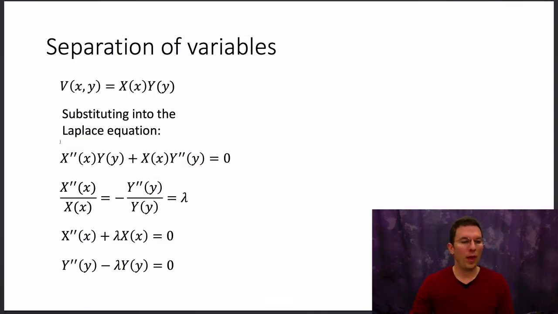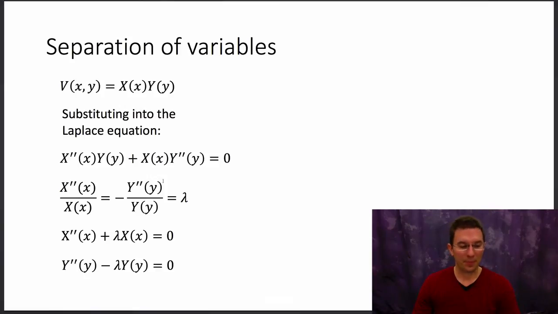Well, when you do that, you get 2 ordinary derivatives with respect to x on this term, times y of y, plus 2 ordinary derivatives with respect to y times x of x. And we can divide both sides of this equation by the product x times y, and what we get is the following. This ratio is equal to the negative of this ratio here.